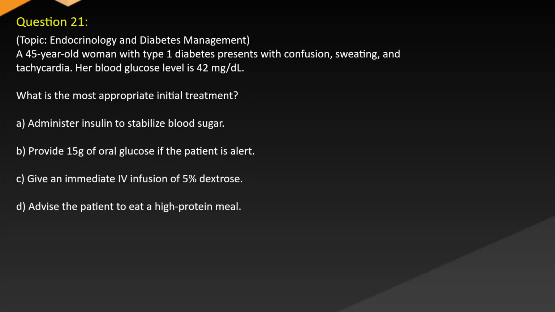A 45-year-old woman with type 1 diabetes presents with confusion, sweating, and tachycardia. Her blood glucose level is 42 mg/dL. What is the most appropriate initial treatment? A. Administer insulin to stabilize blood sugar. B. Provide 15 grams of oral glucose if the patient is alert. C. Give an immediate IV infusion of 5% dextrose. D. Advise the patient to eat a high-protein meal.